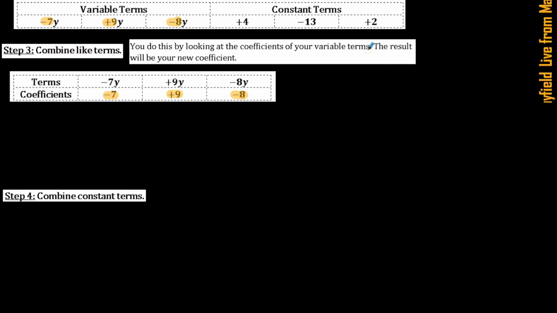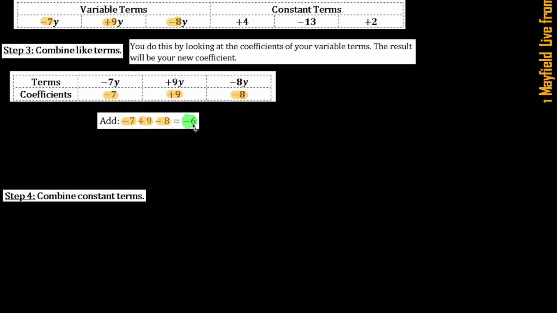Again, when I'm saying combine, you want to add those three values together. You want to make sure you include those signs though, because if you just start adding numbers together, you're going to get different results at the end. So the result will be your new coefficient. So what am I going to do? I'm going to add negative 7, positive 9, and negative 8 together. And we say, okay, that result is negative 6. And so what is that saying?